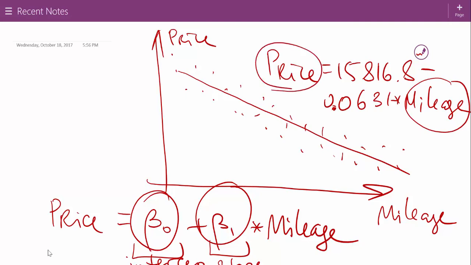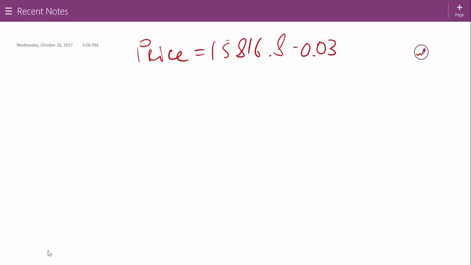So let's do a couple of things. Number one, let's go ahead and interpret the slope with a minus sign, and this one right here. What do I mean by that? Let me start over. Suppose, let me write it all over again: price equals 15,816.8 minus 0.0631 times the mileage, MIL.